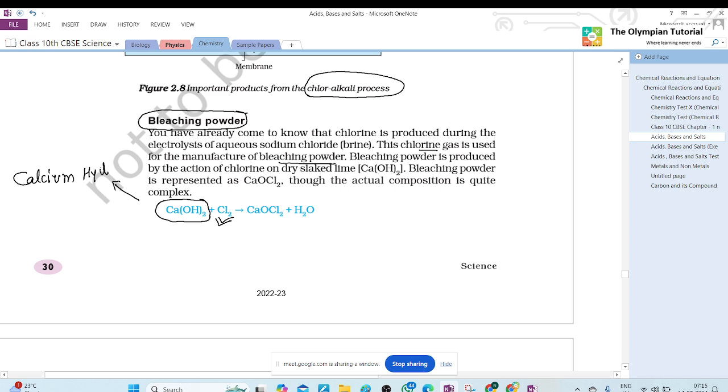Hydroxide, OH ions are there. As OH ions are there, calcium hydroxide is a base, and its general name is slaked lime. When it reacts with chlorine, we get bleaching powder along with water.